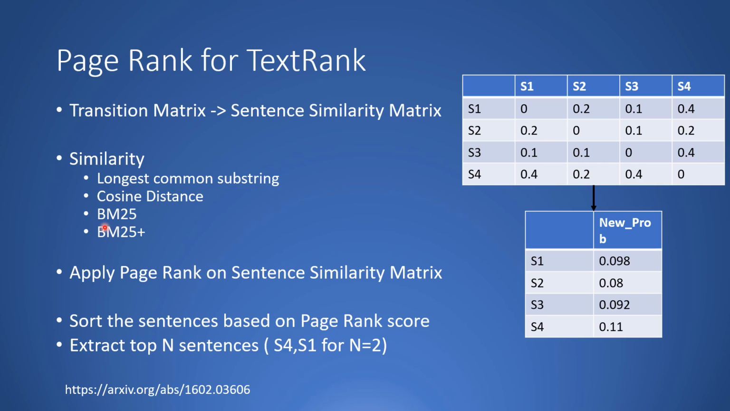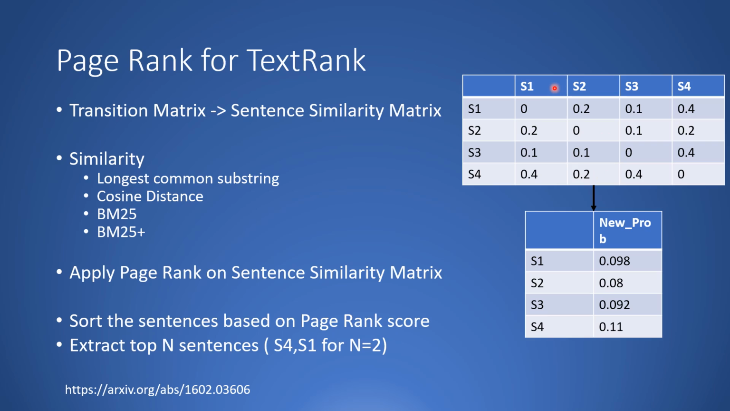And then there are some measures like BM25, BM25 plus, which have been described in this particular paper, to compute the similarity between the sentences. And then we create this sentence similarity matrix. If you look over here, the diagonal is 0 because the similarity between the same sentence, we don't consider it over here.